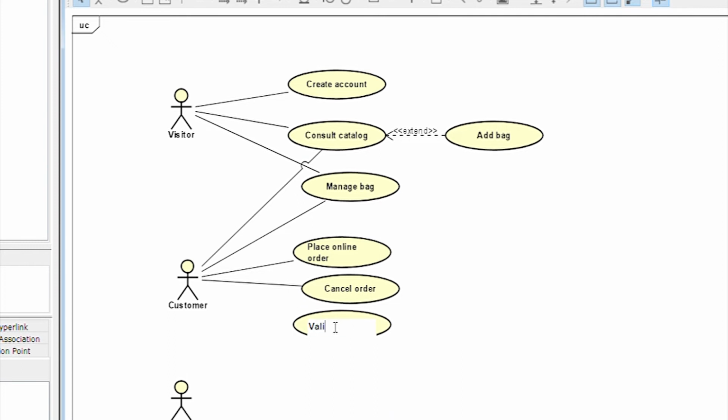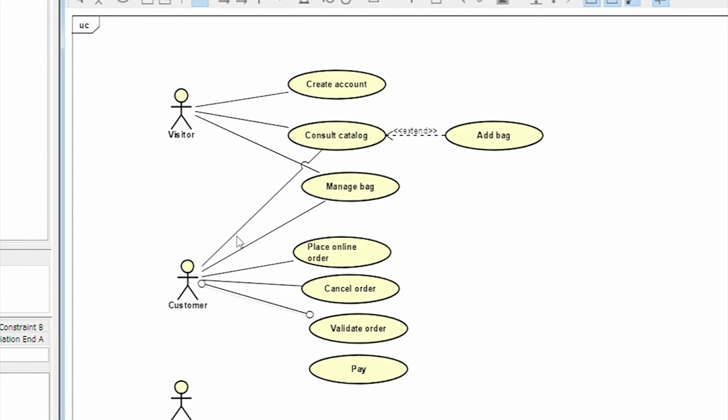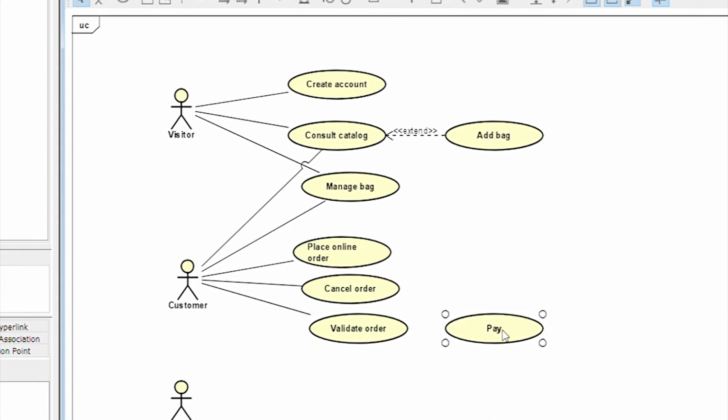Validate order. Okay, and he should pay the amount of the order. Okay, so here are the other use cases. So I will recap. A customer can consult catalog, manage his bag, place online order, cancel it or validate it, and pay the amount of the order. But in the exercise, it said that to validate order, it requires to do the payment. Okay, so here we will delete this association and we will relate these two use cases.